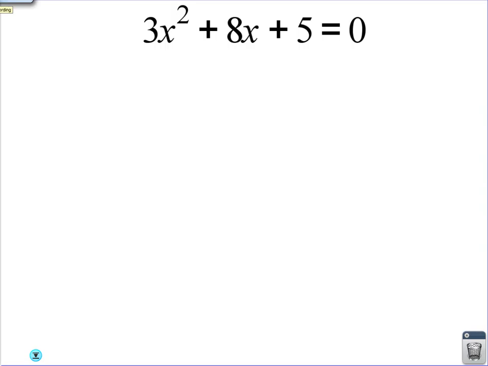This problem looks the same, but it is 100% completely different. When there is a number out front, here's the issue.